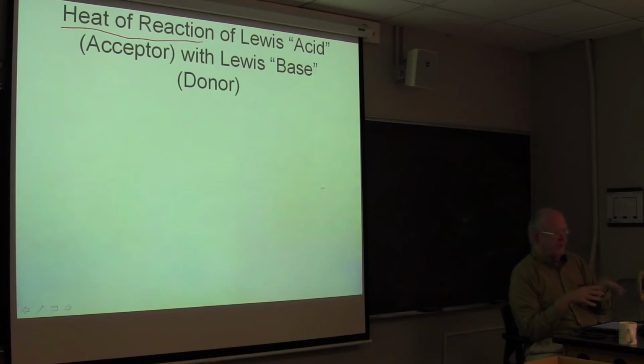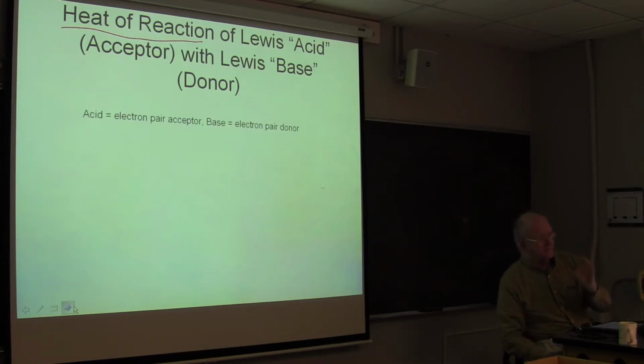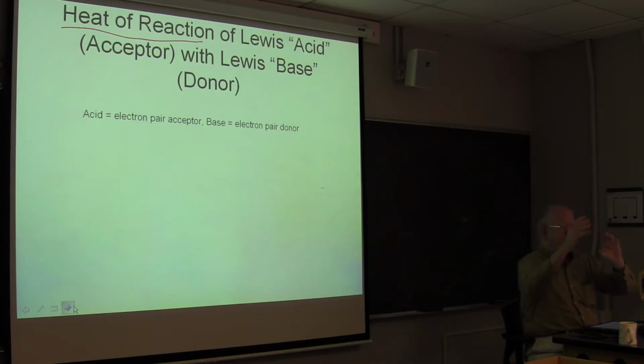So let's go back to real fundamentals here and remember what a Lewis acid is and what a Lewis base is. By the way, in a Lewis sense, an acid is an acceptor and a Lewis base is a donor. Okay? So an acid is an electron pair acceptor and a base is an electron pair donor. So the base is bringing the electron pair to the party, and the acid has some vacant orbitals, some unfilled valency that it wants to get occupied by that pair of electrons on the base.